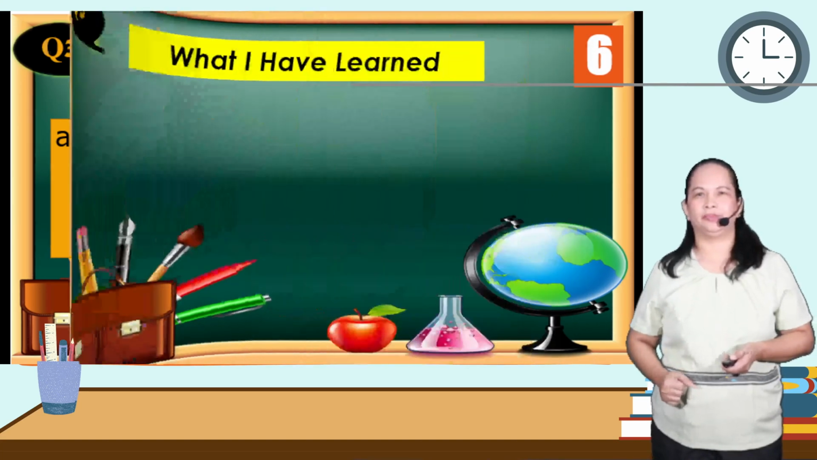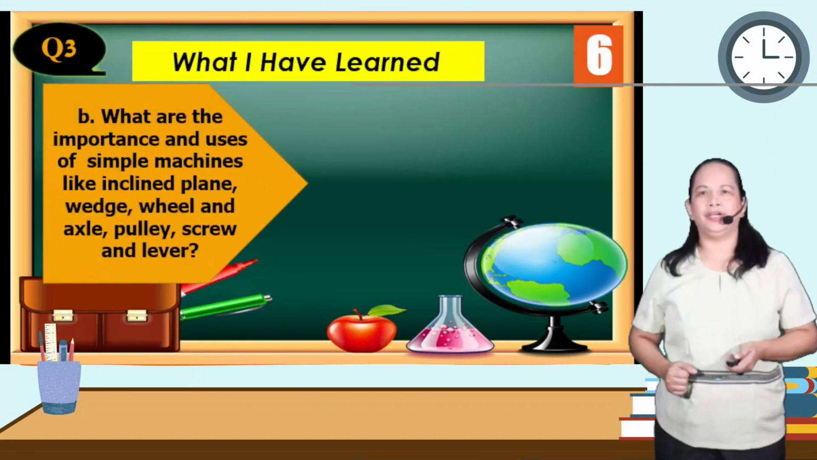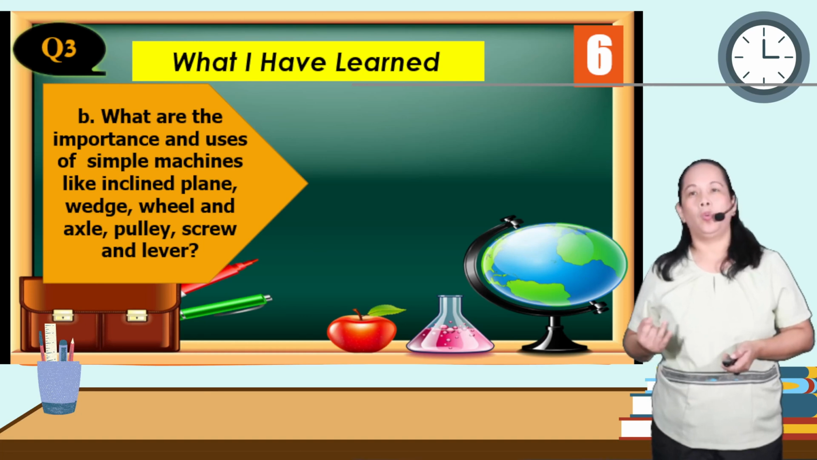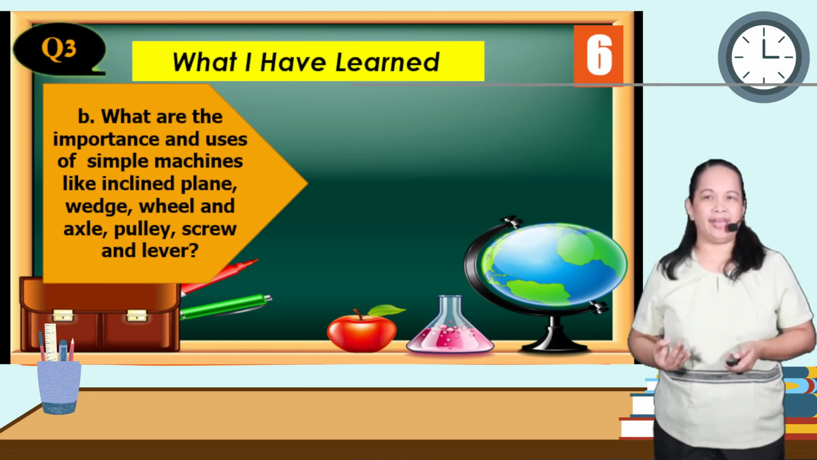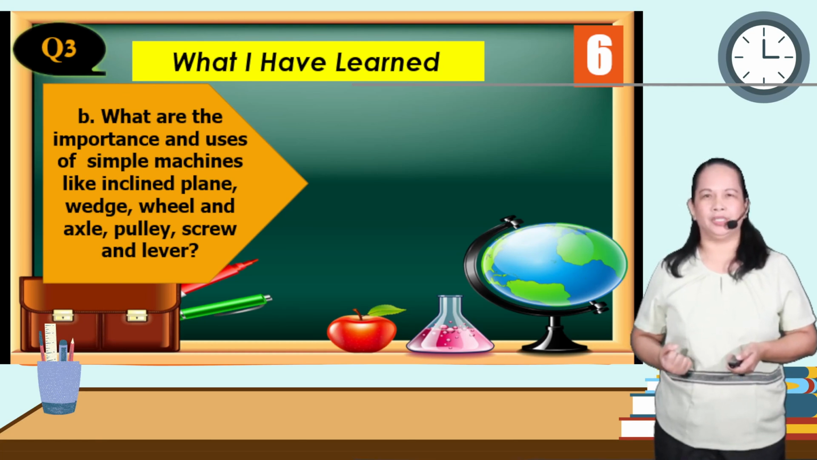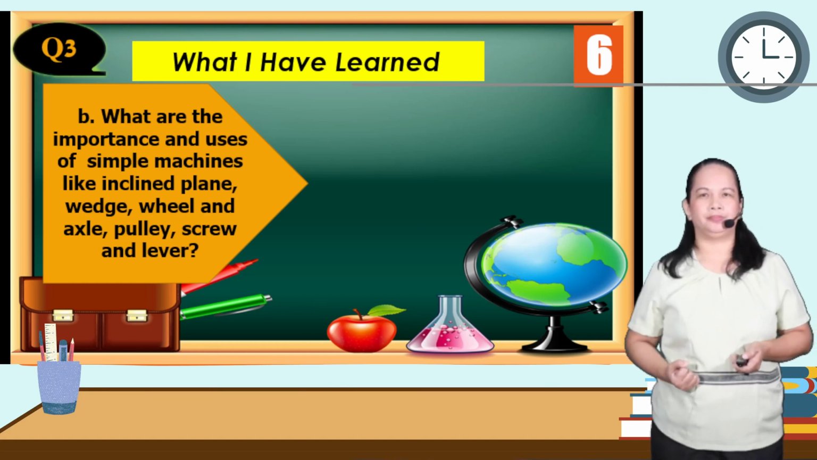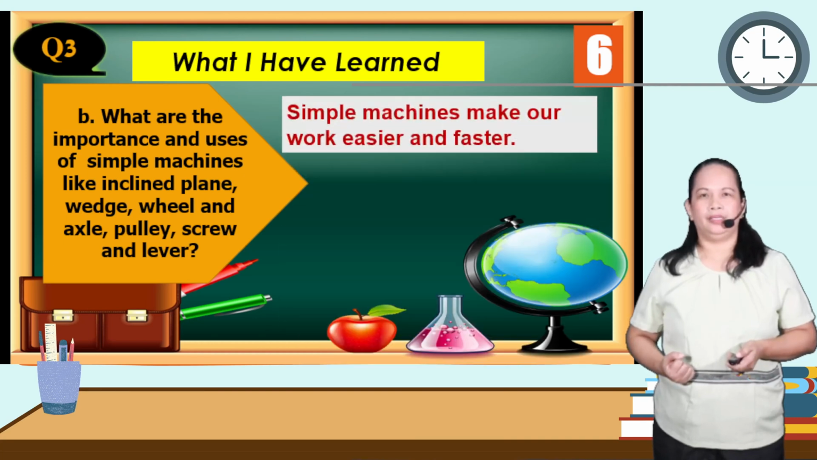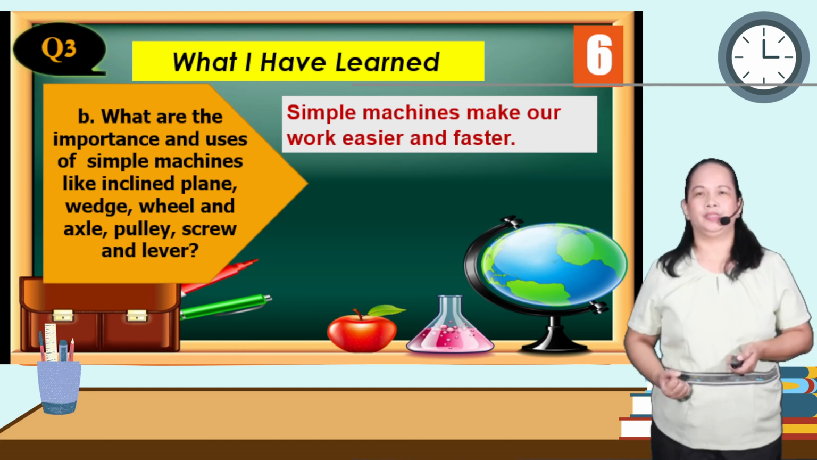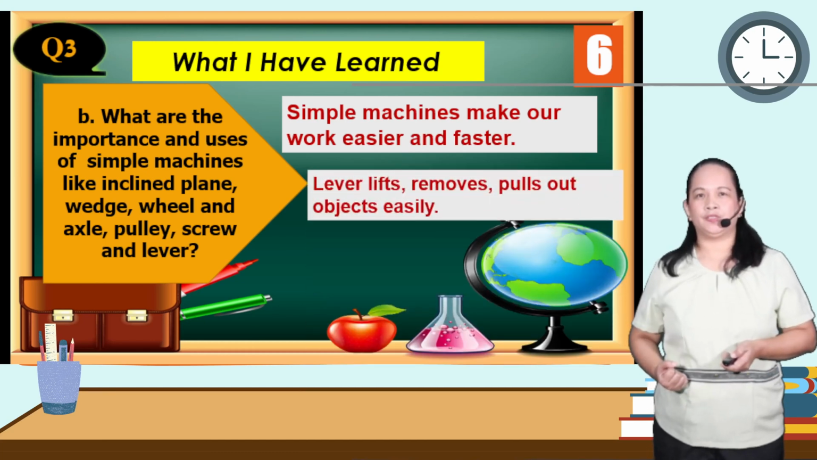Next. What are the importance and uses of simple machines like inclined plane, wedge, wheel and axle, pulley, screw, and lever? You can comment your answer in the comment section. Yes, simple machines make our work easier and faster. Lever lifts, removes, and pulls out objects easily.